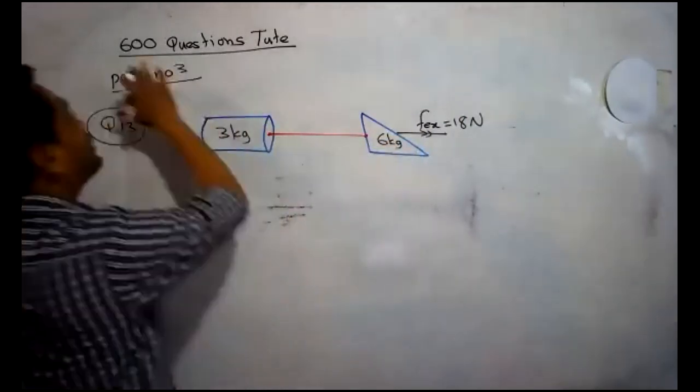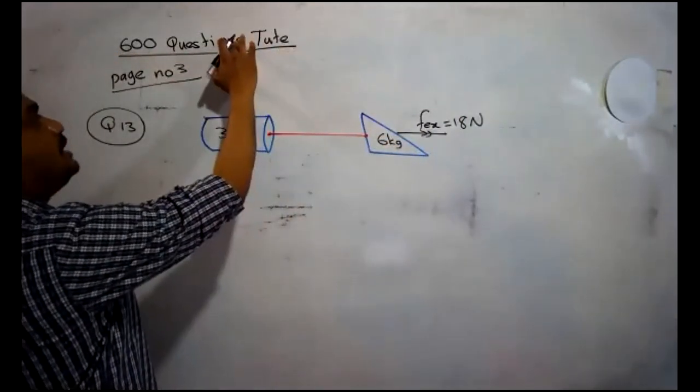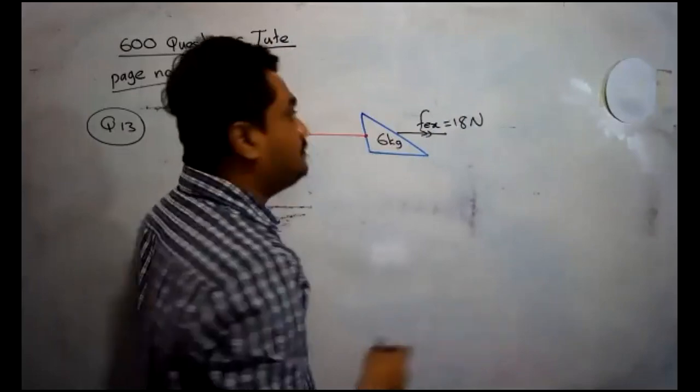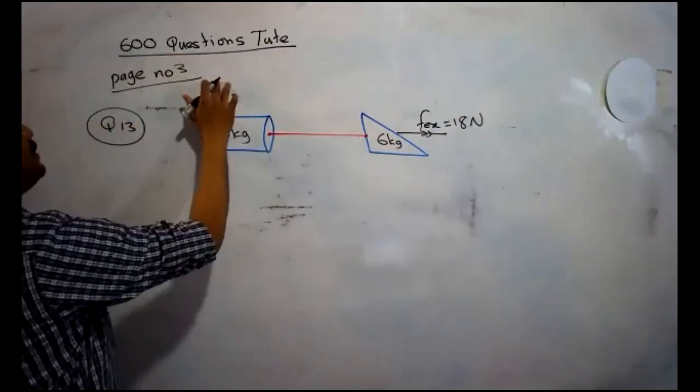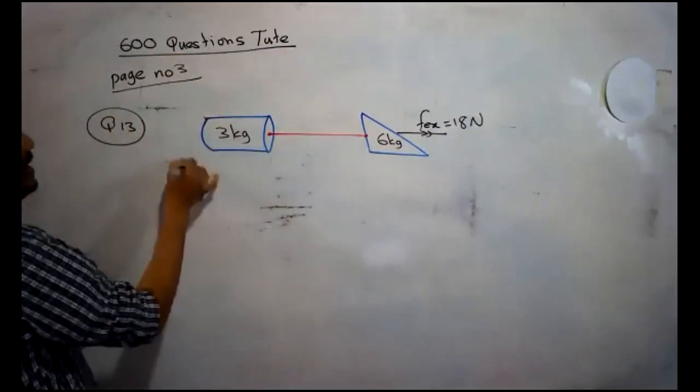Please draw this figure here. Write the heading 600 questions tube. Use your normal theory note, no problem. 600 questions tube, page number 3, question number 13, and draw this figure.